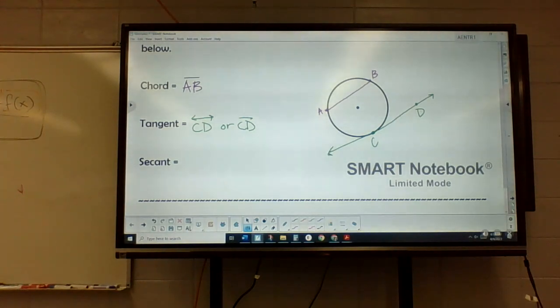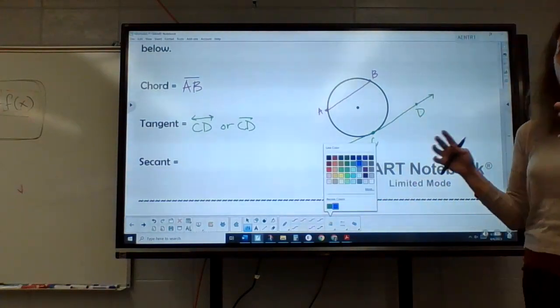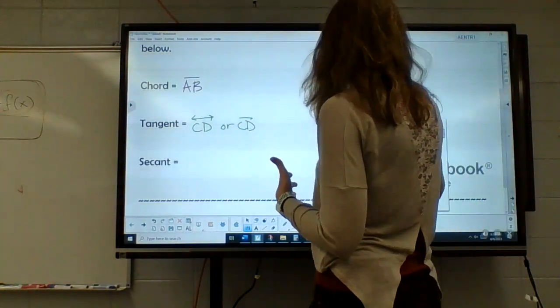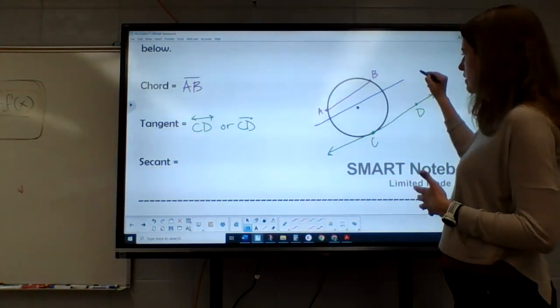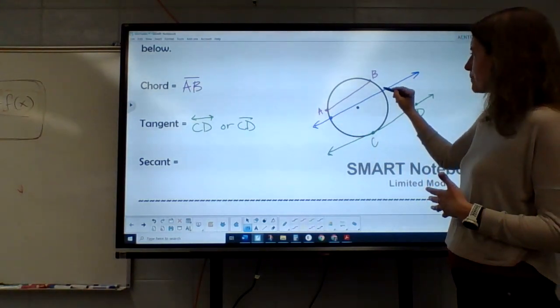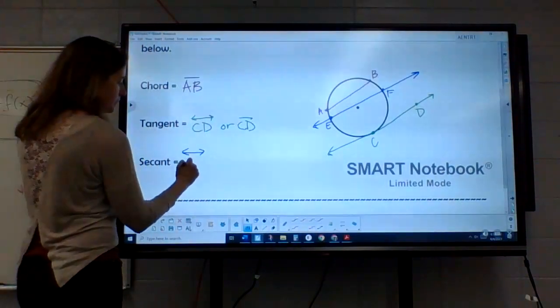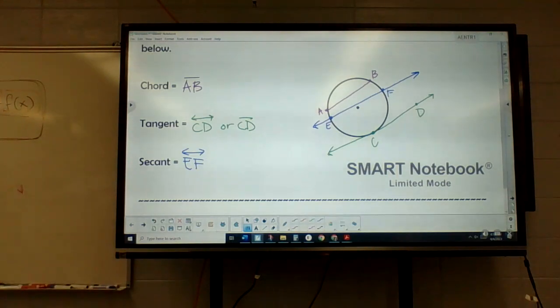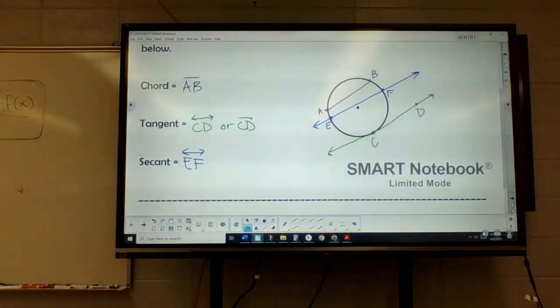And then our last one is a secant. A secant goes through our shape and hits the shape twice, so a secant's kind of a chord that keeps going. Now notice none of these need to go through the center of the shape. A secant probably could, a chord probably could, but typically they're not going to be going through the center.